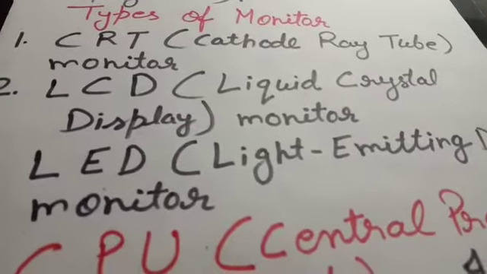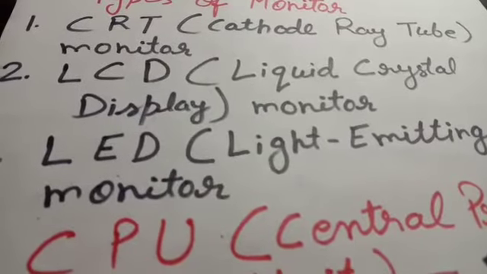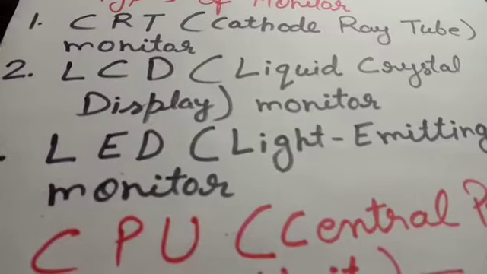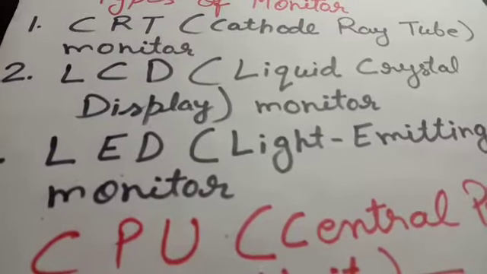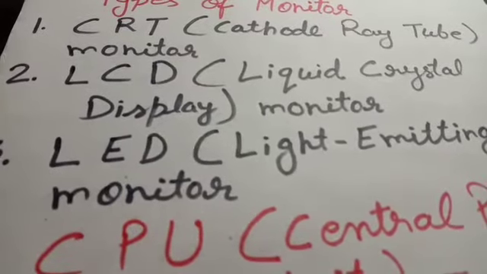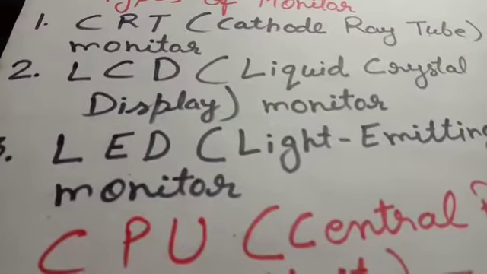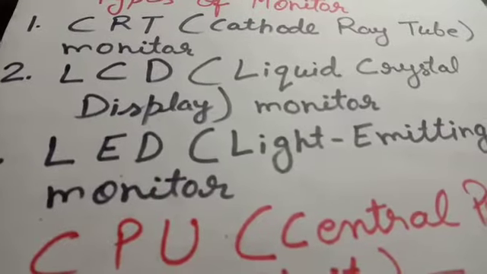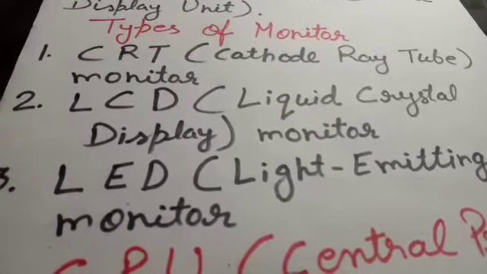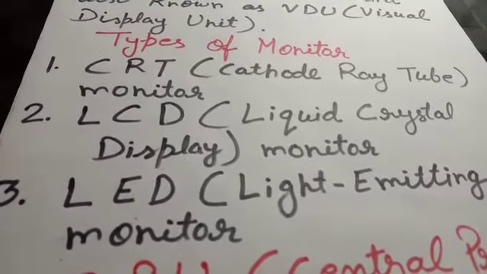Next is LED, light emitting diode monitor. These monitors have better display. These are thinner and lighter in weight. These are not heavier. LED monitors use 40% less power than LCDs and last longer. These monitors are in maximum use today. That is LED. Children, you should learn the full forms of CRT, LCD and LED. These will be asked in your examination and in your class also.